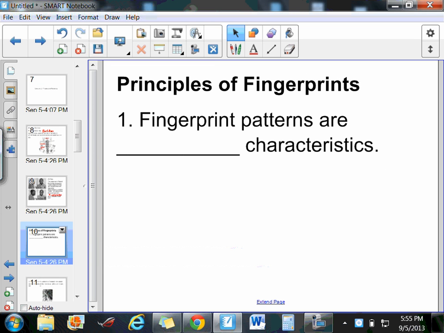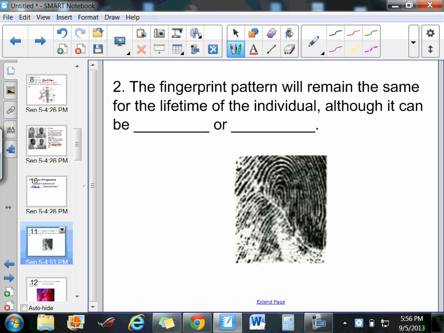Right, now there's some general characteristics of fingerprints. Some of these are for your information. But the first one, fingerprint patterns are going to be class characteristics. It's not until you get into the fine detail that it's going to become individualized. The fingerprint pattern is going to remain the same for your entire lifetime. However, you can alter or scar it.